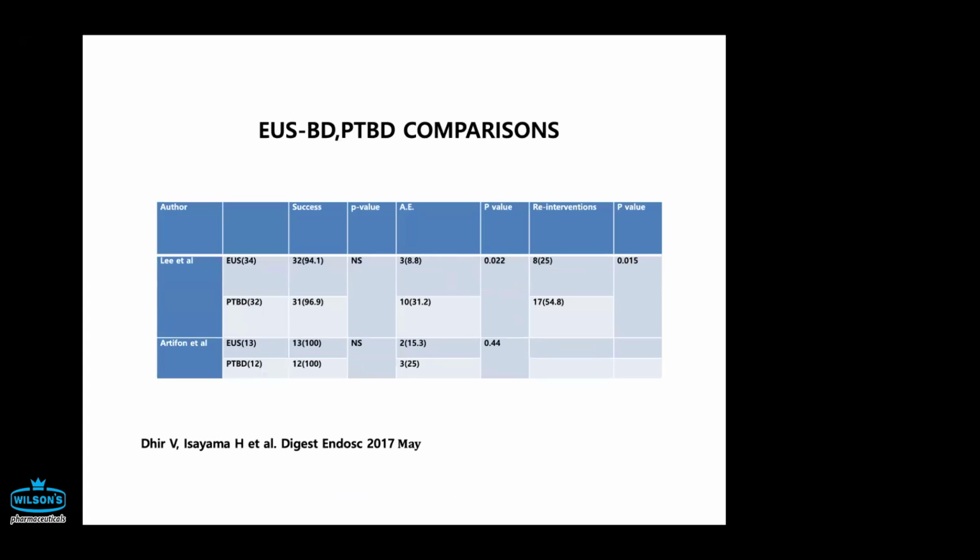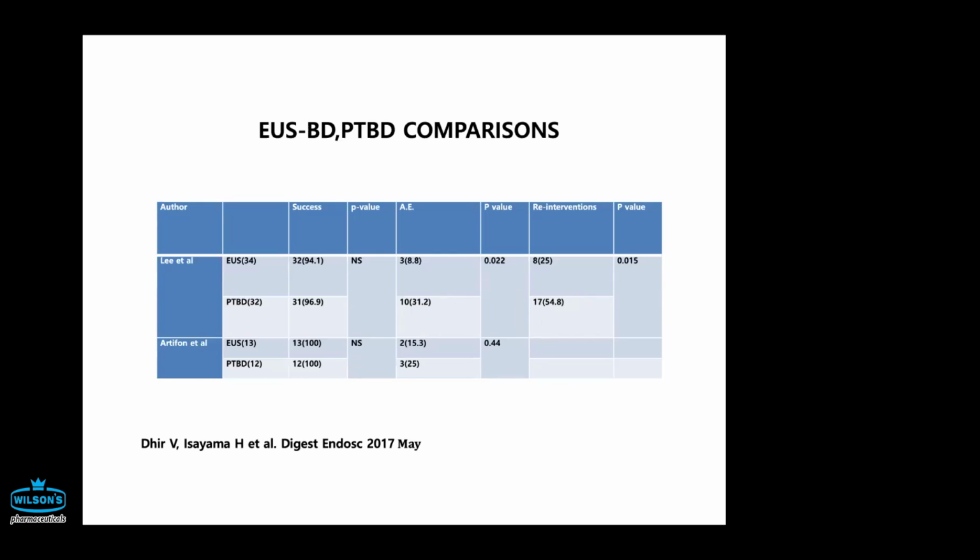What about comparison with PTBD? There are two small comparisons. Again, they are not very large. One of the problems with randomized studies is that there are very small numbers of patients, so you can take it either way. So you see, there is no difference in success rates, but adverse events are higher in the PTBD arm, both early and delayed. See, reinterventions are significantly higher. So while technically it is possible to place a stent with both EUSBD and PTBD, adverse events seem to be higher with PTBD.